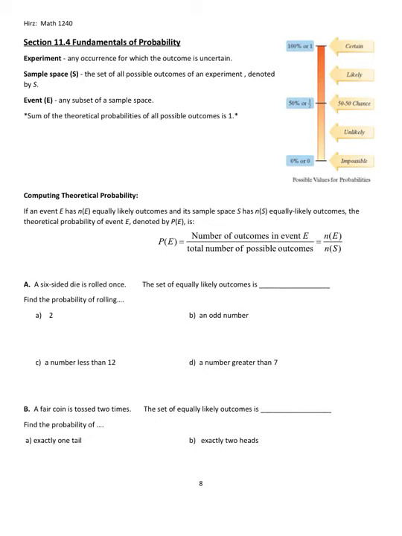Welcome to Lesson 11.4, Fundamentals of Probability. In this section, you may see terminology that looks familiar, as well as terminology that may look new. My hope is that this section will clear up anything that is confusing to you as you are trying your problems in 11.4. When we talk about probability, please recognize that your answer will always be between 0 and 1.